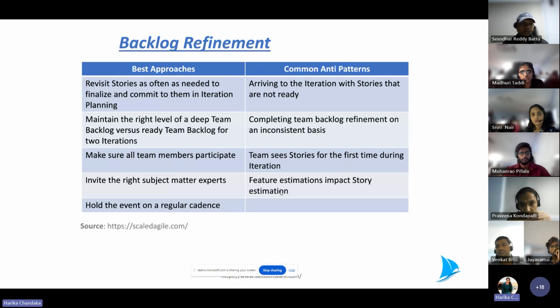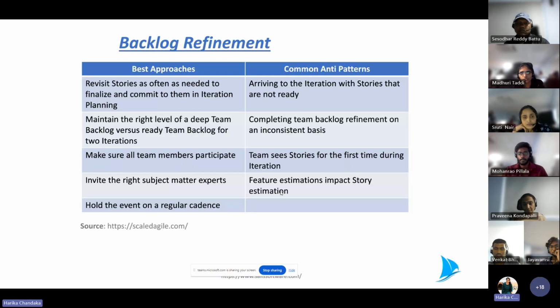Maintain the right level of team deep backlog versus team ready backlog for two iterations. This is one of the best approaches we follow in our team too. So team backlog versus ready team backlog, I mean the coming sprint and the sprint after. It's always good to have two iterations of planning in place. Make sure all the team members participate, so we should always have the dev technical team and the testing team completely in place.